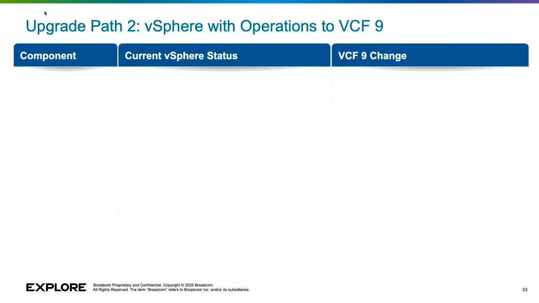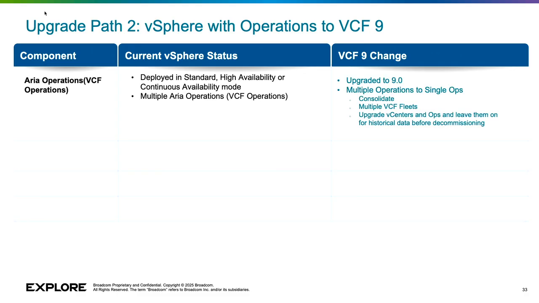The one difference I wanted to talk about is that depending on the kind of Ops deployment that you have in your source environment, you might want to think a little bit about how you move. So if you have multiple Operations deployments in your current environment, just a show of hands, how many people currently have multiple VCF Operations deployed?